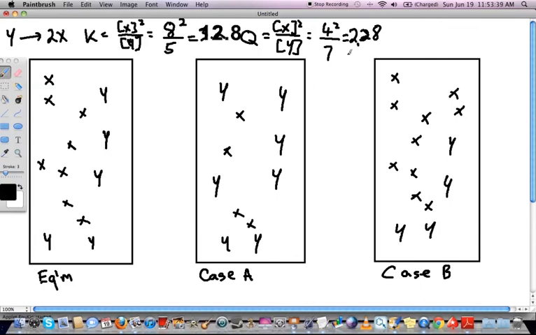Now we can ask the question, which way is the reaction going to go? You've got to remember that when a reaction is not at equilibrium, where it wants to be is equilibrium, and that's where it's going to head. So currently the value of Q is less than the value of K. So the reaction is going to do everything it can to make sure that this value increases so it gets to K. So Q is less than K.